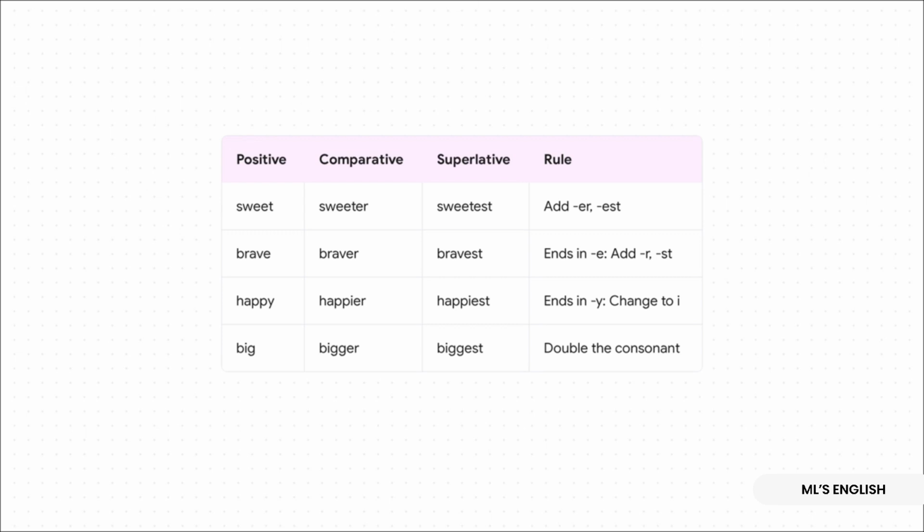And there are just a few little spelling tweaks to know. If it ends in E, like brave, you just add the R or ST. If it ends in Y, like happy, you switch the Y to an I. And for words like big, you double that last letter. It's a simple pattern you'll get the hang of in no time.